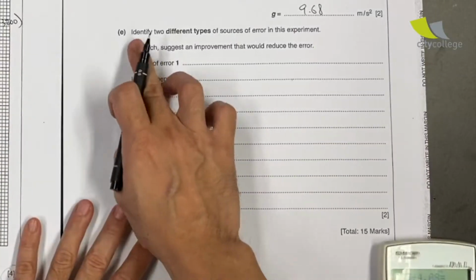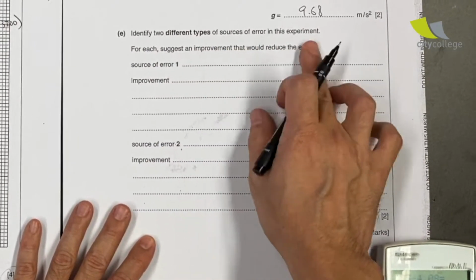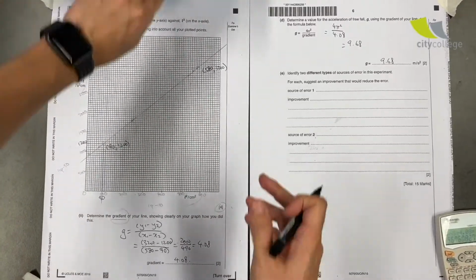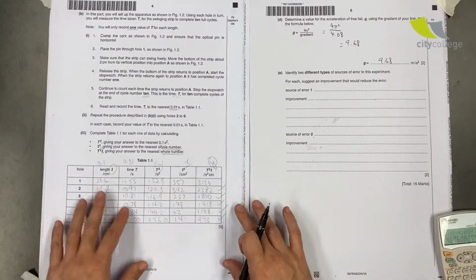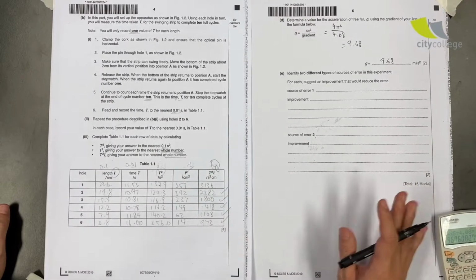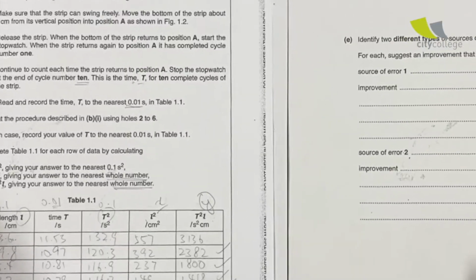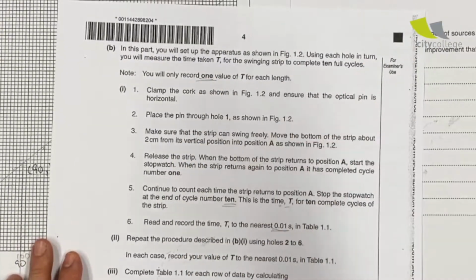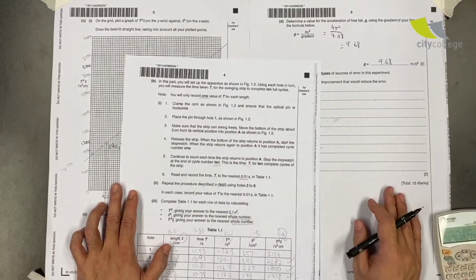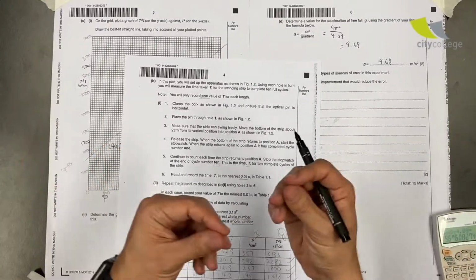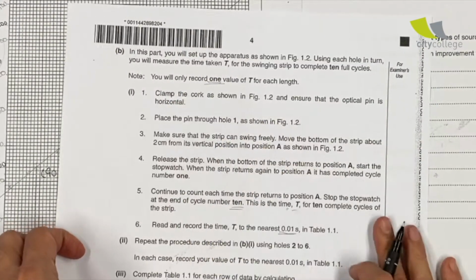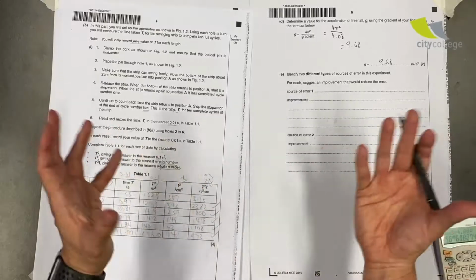Identify 2 different types of sources of error in this experiment. Okay, so sometimes they will give you a clue. There is something weird in this pendulum experiment. Most of the time when you do this experiment back in your school days, do you just record one value of t? No, you record multiple times, right? And then you find the average. Why do you do that? You do that to reduce the effects of human error. But because you only record one value, we are not compensating for human error.